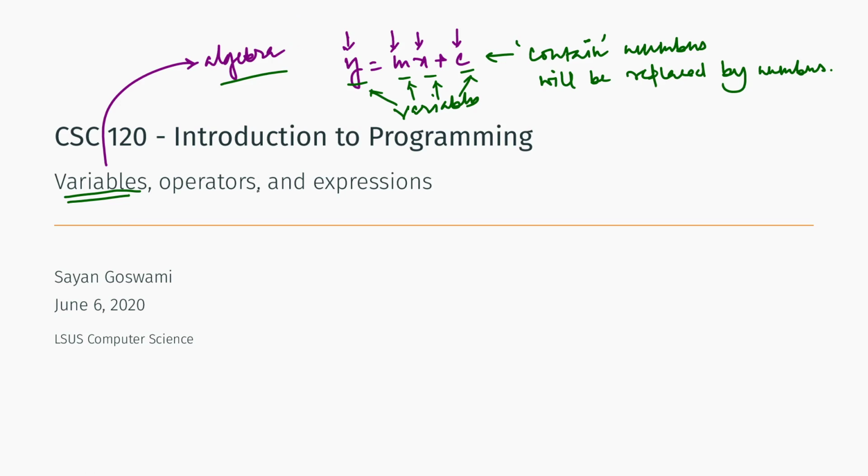Okay. The second thing that we'll talk about is operators. Operators are things that you do with variables, operations that you can perform on variables, and the operators are the ones that help you perform that operation. So in this example, equal to is an operator, the plus is an operator. There is another operator here which is sort of hidden, which is the multiplication, right? y equals m times x. So equal to, multiplication, plus, these are operators.